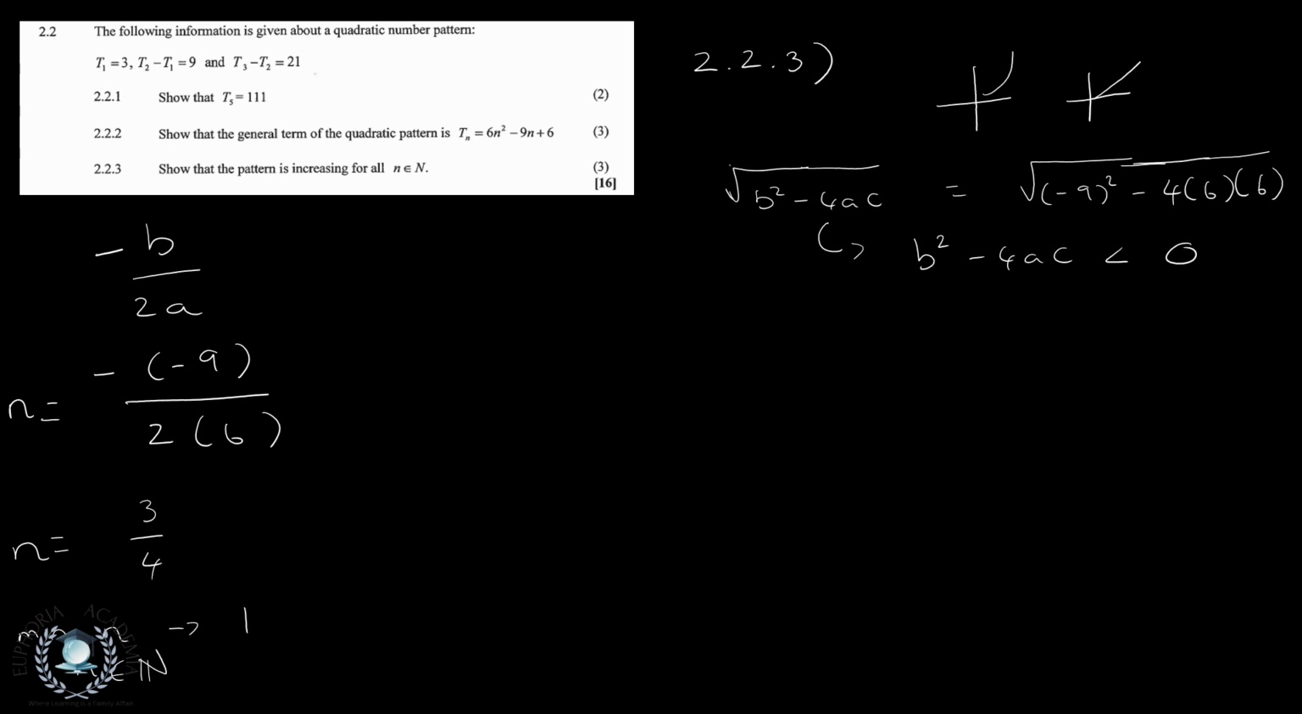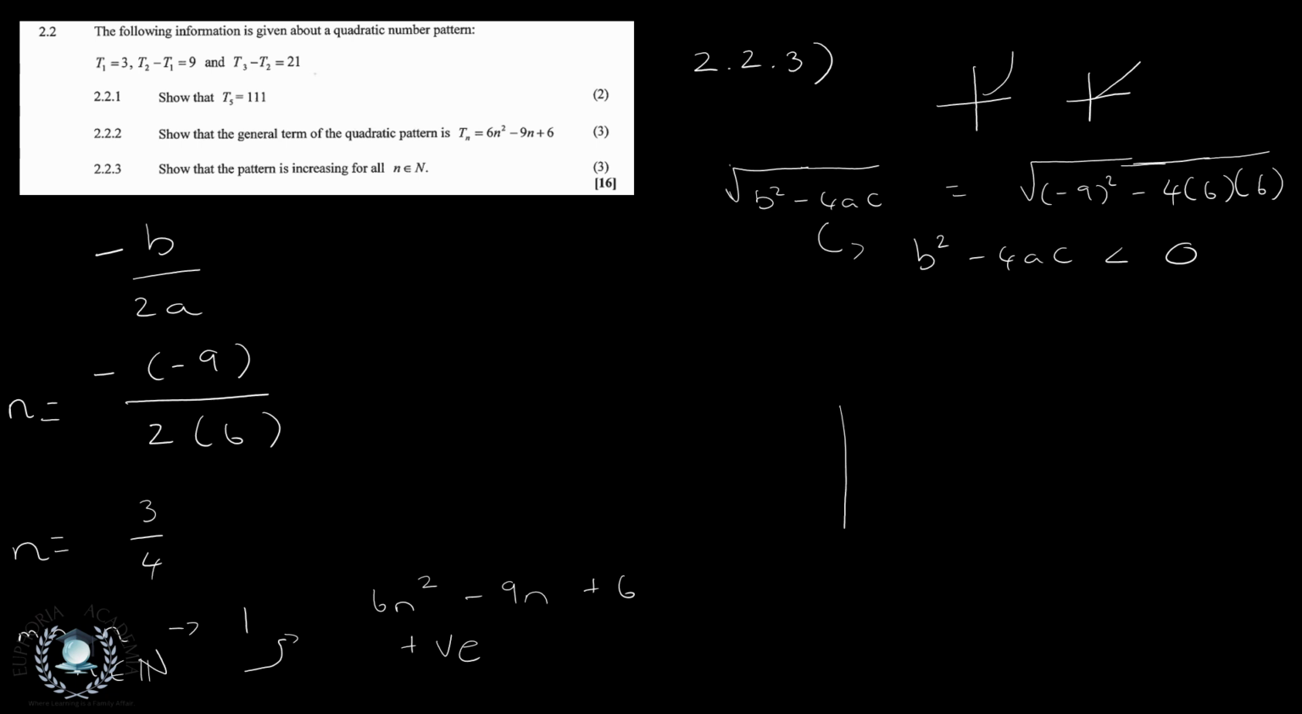So if we look at our minimum value, our lowest value of 1, we can see that our formula, or our general form of this thing, 6n squared minus 9n plus 6, if we keep on substituting our natural numbers starting from 1, we're going to see that this is always going to be positive, right? And it is always going to be increasing in that positive regime.